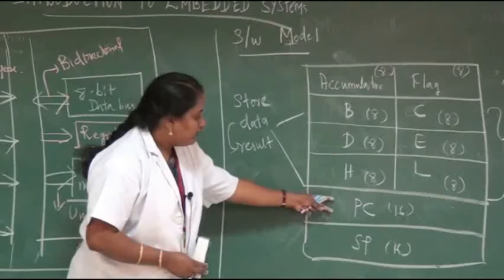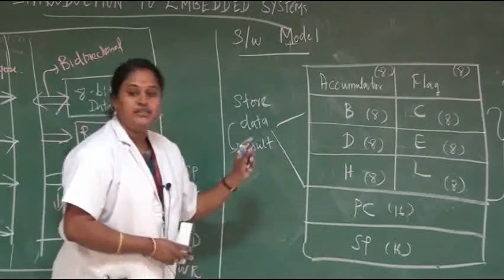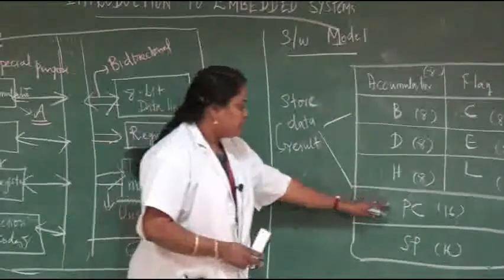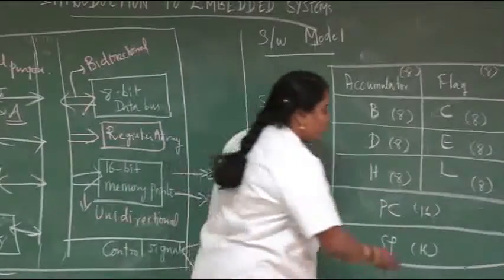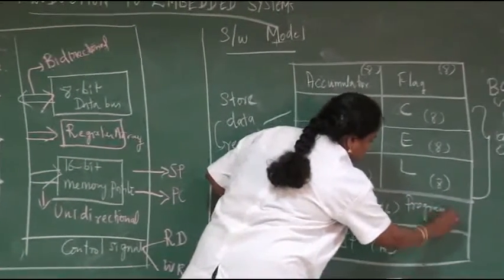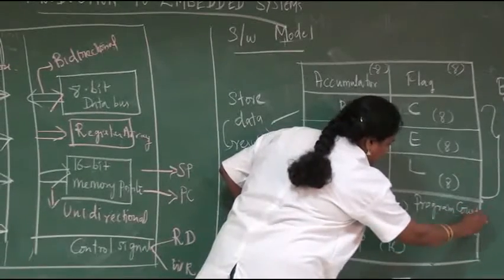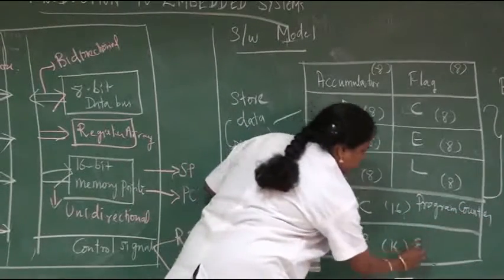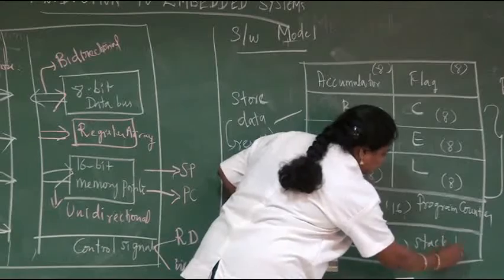And we have a memory pointer, program counter and stack pointer. So what does PC stand for? PC stands for program counter, and SP stands for stack pointer.